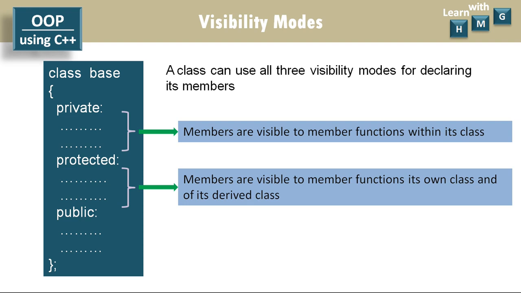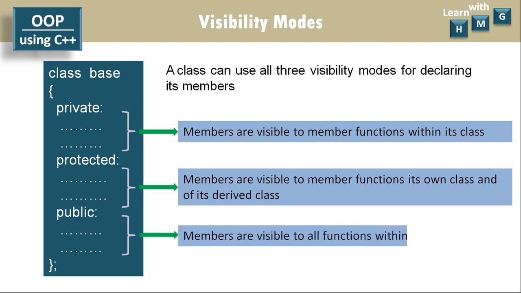So these protected data members can be accessed by the member functions of this class, that is the base class, as well as they are accessible in the immediate derived class of this base class. And last, the public members. The public members are visible to all functions within a program. So outside the class, whichever function you are using or calling, in all these functions, these public members are accessible or visible.